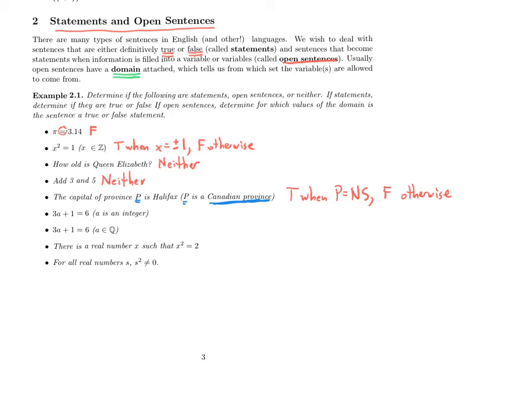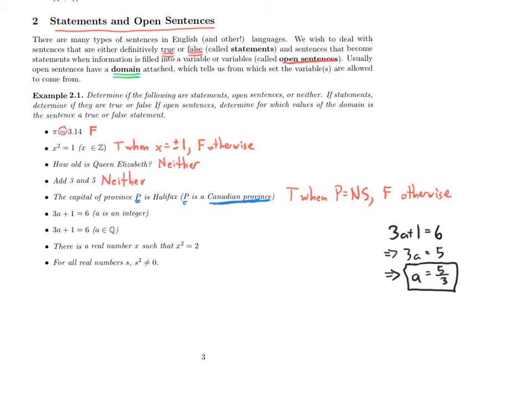So let's think about this. If we had this equation, 3a plus 1 equals 6, let's try and solve that. We know how to solve equations. 3a plus 1 equals 6. Let's subtract 1 from both sides. 3a equals 5. Divide both sides by 3. We get a is 5/3. So it looks like this equation has a solution when a equals 5/3.